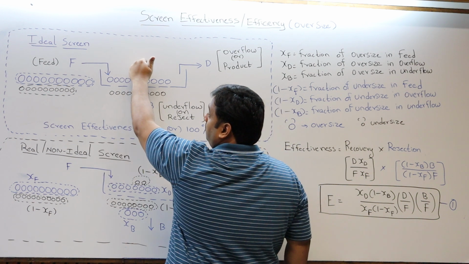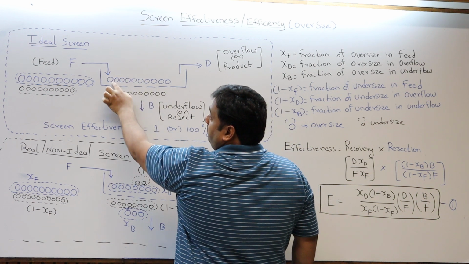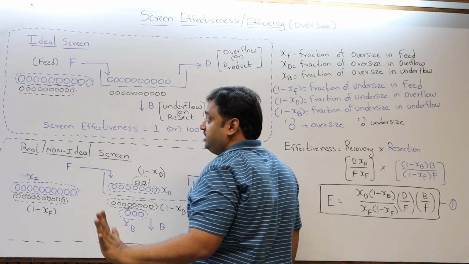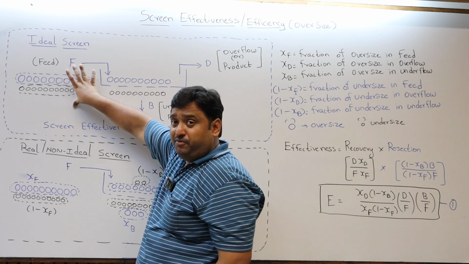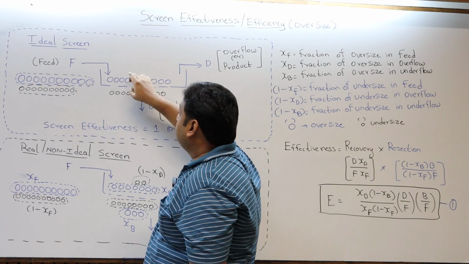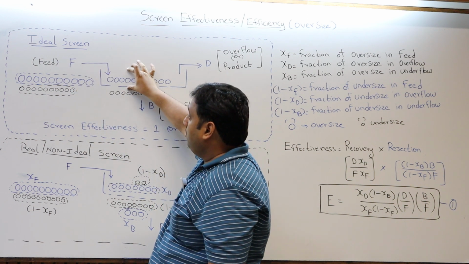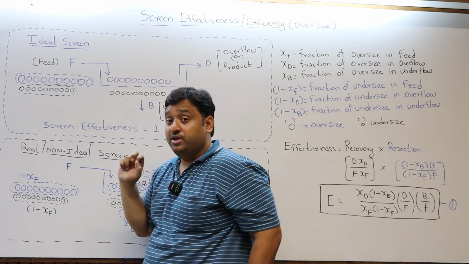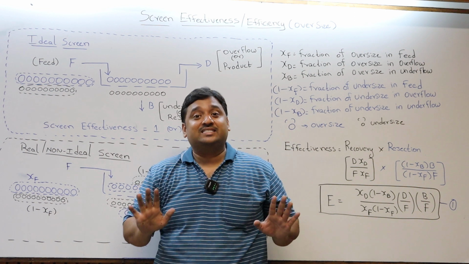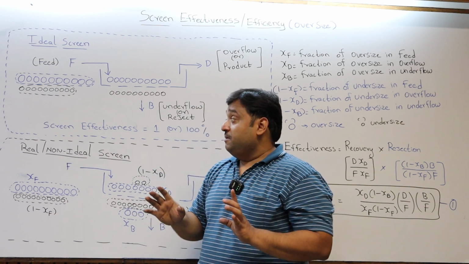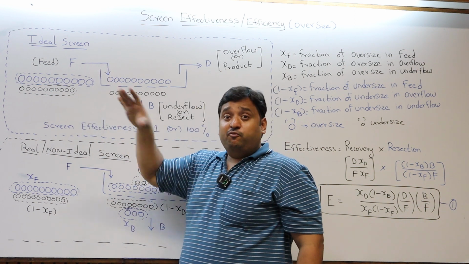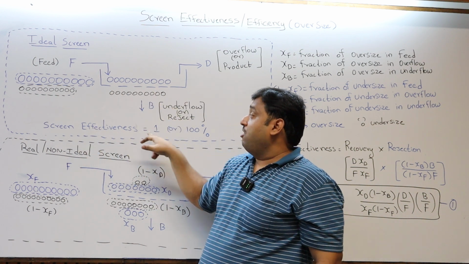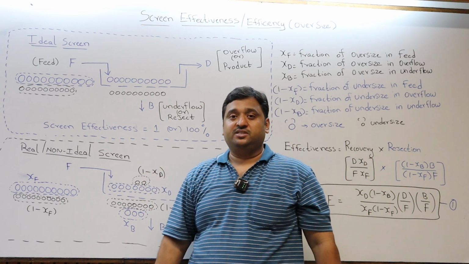In the overflow, there should be only bigger sized particles. In the underflow, there should be only smaller sized particles. If you see, it is beautifully separated. All the bigger particles come onto the D, which is called overflow. All the smaller sized particles come to the bottom, which is called the underflow. This is what the ideal screen should do, and if we find such cases, then the screen effectiveness or efficiency is equal to 100%.